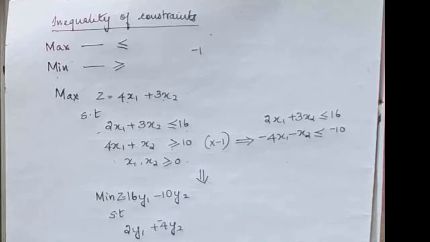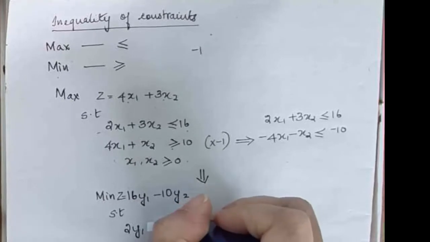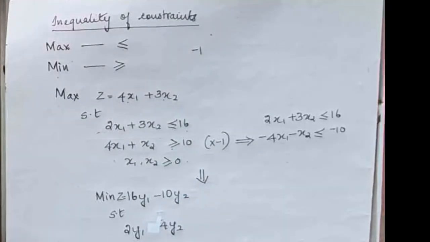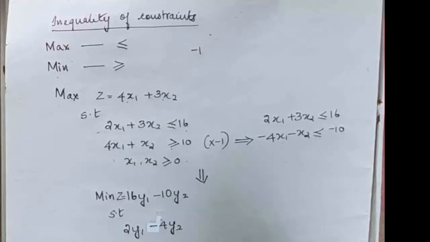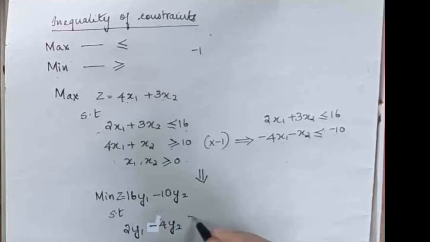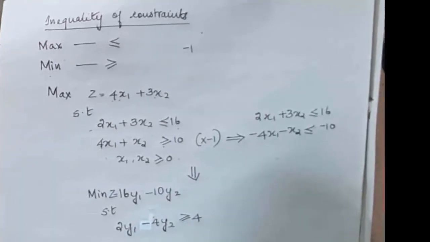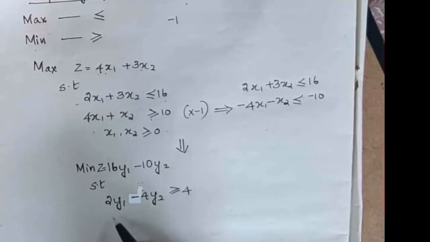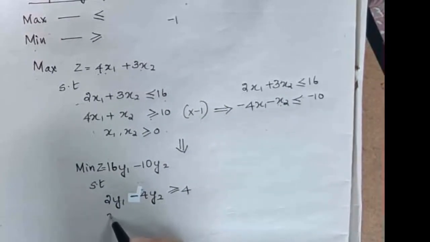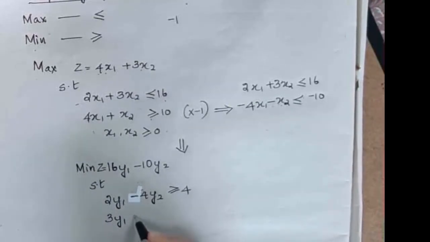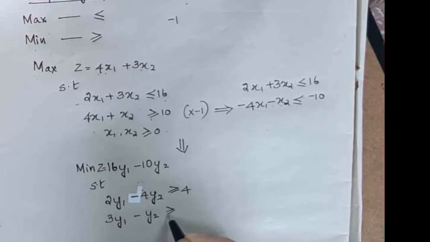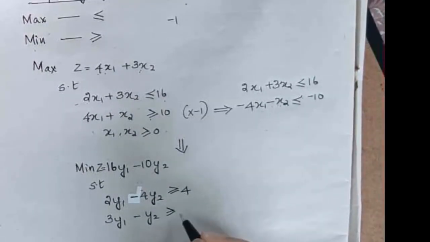I will just change this and write it. I don't want to confuse you. So this is minus 4y2. And since these two are less than, it will become greater than or equal to with the value 4 for the first one. The next one is going to change to these two values. So this will be 3y1 minus y2 greater than or equal to 3, where y1 comma y2 greater than or equal to 0.